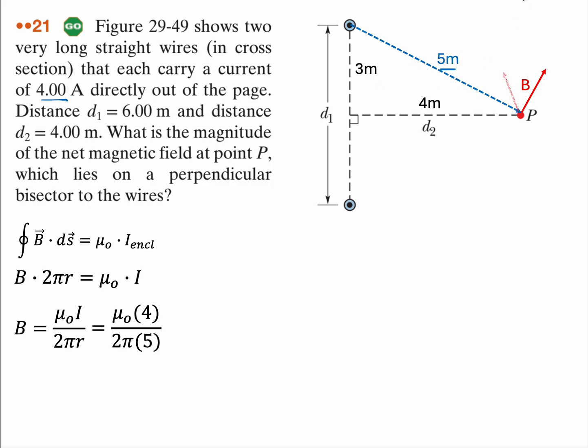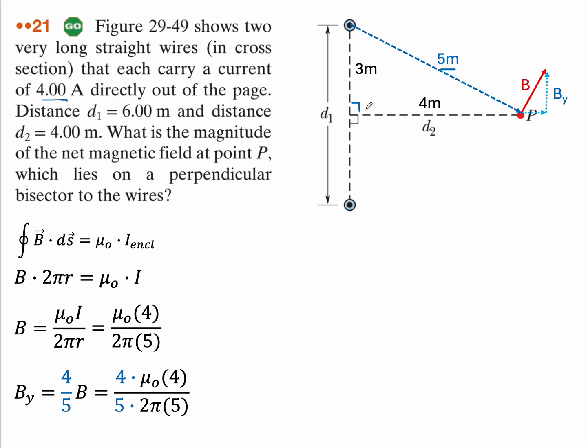Now the question is, what's the total magnetic field? Well, this bottom wire is going to produce a magnetic field that's pointing up this way, and the exact same length, but going this way. The horizontal components of these two vectors are going to cancel. So really all we need to do is find the vertical component of this magnetic field and then double the result.